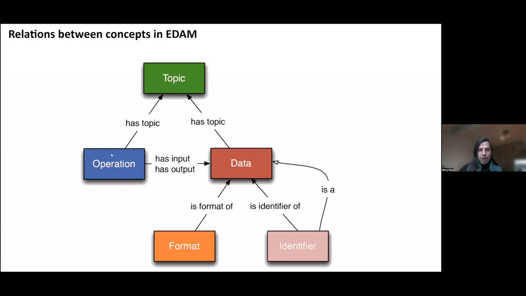There are some relations defined between the concepts in EDAM and between these main four sections. So if I start on the left with operation, operation can have a topic, which then is some topic in EDAM. Then in the middle, data can also have some topic. And operations have inputs and outputs, which then are some data. Then on the bottom left, there is a format, and format is always format of some kind of data. And last but not least, on the bottom right, there is identifier, and identifier is a special kind of data. So that's why there's this arrow showing that identifier is a data. And the identifiers might be identifiers of some other data or other entities, not only data, of course.